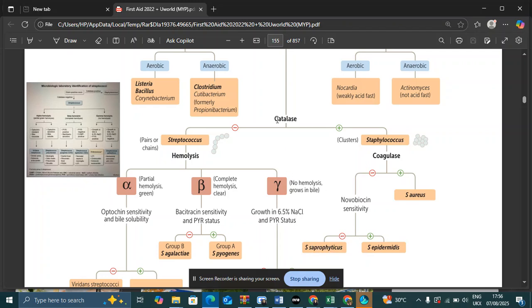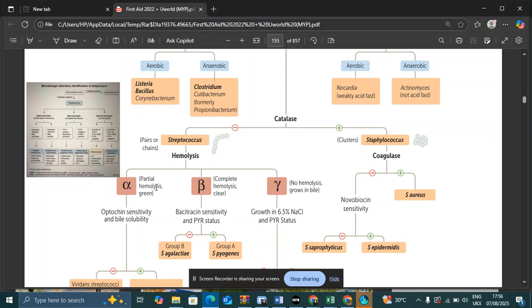Okay, then catalase negative. Catalase negative, the example is Streptococcus. Streptococcus are usually in chains. Staphylococcus are usually in clusters. Okay, pairs or chains. Streptococcus are further divided on the basis of hemolysis. Those who undergo partial hemolysis are called alpha hemolytic. Those who undergo complete hemolysis are called beta hemolytic, and those who do not undergo hemolysis at all are called gamma hemolytic.